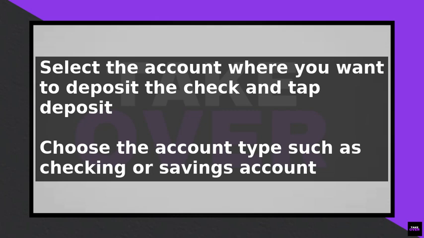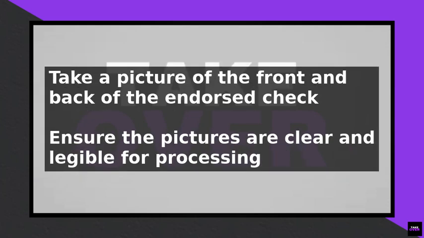After taking the pictures, enter the check amount and select the account where you want to deposit the funds. Review the deposit details to ensure everything is correct, including the check amount and account number. If everything is correct, submit the deposit. You will receive a confirmation message indicating that the deposit has been successfully submitted.